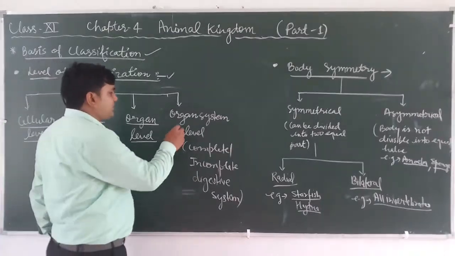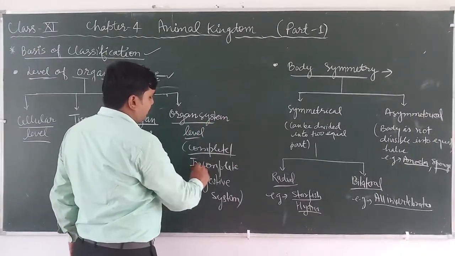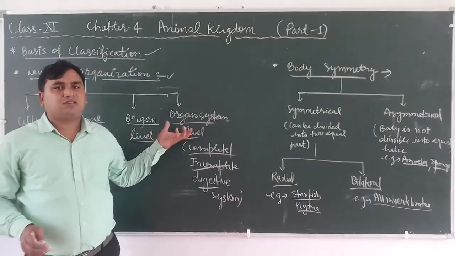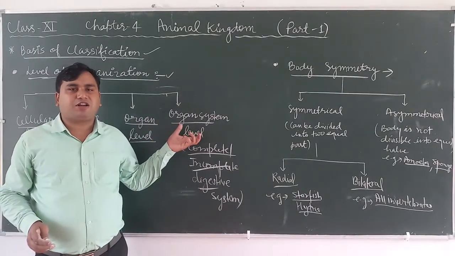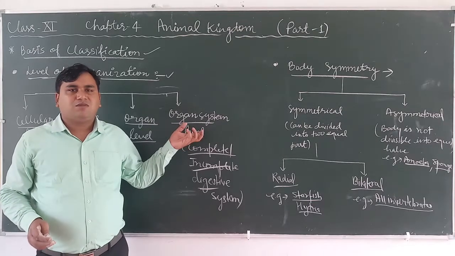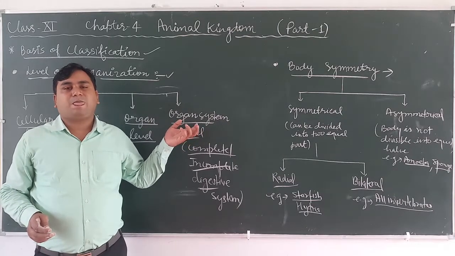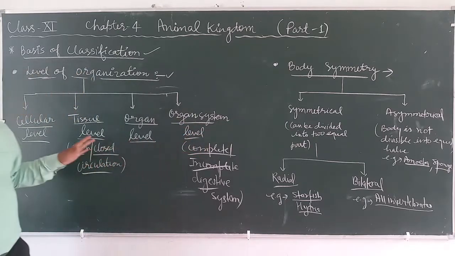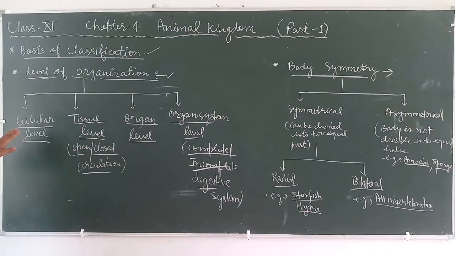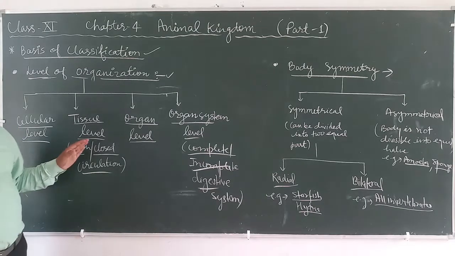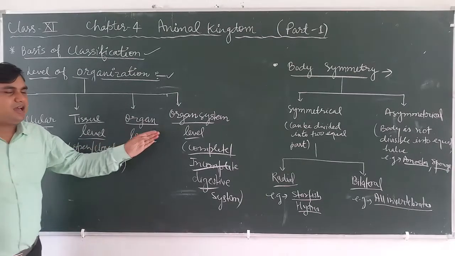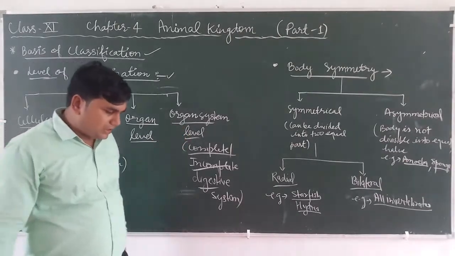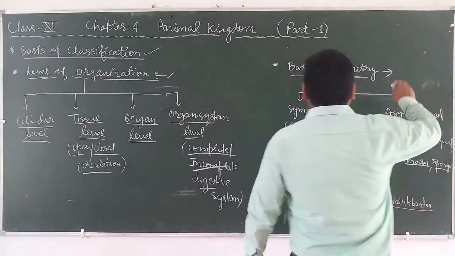And organ system level, with complete or incomplete digestive system. Organ system means the systems done by the organs inside the body: transportation, respiration, digestion, etc. are this organ system level. These are the four basic levels of organization of organisms. First is the cellular level, second the tissue level, third the organ level, and fourth the organ system level. Very simple.